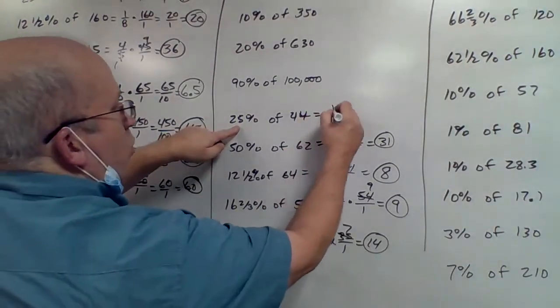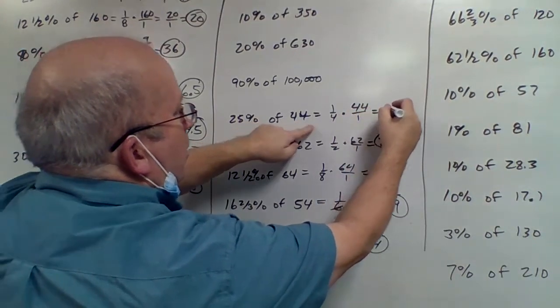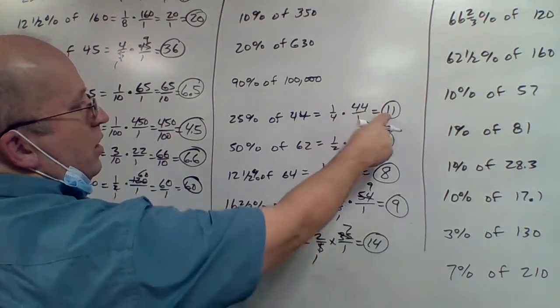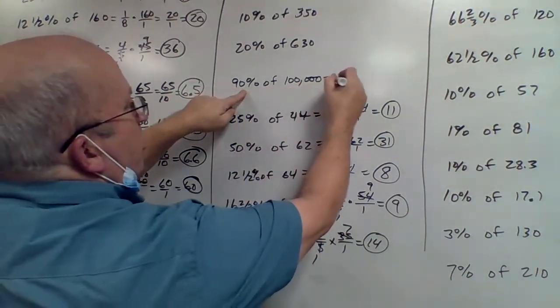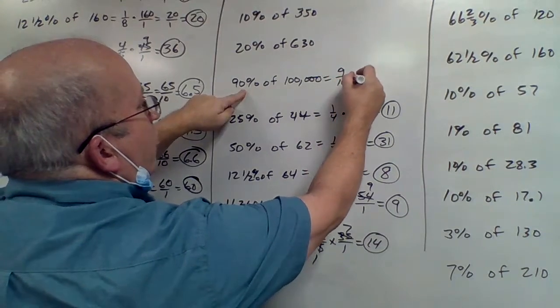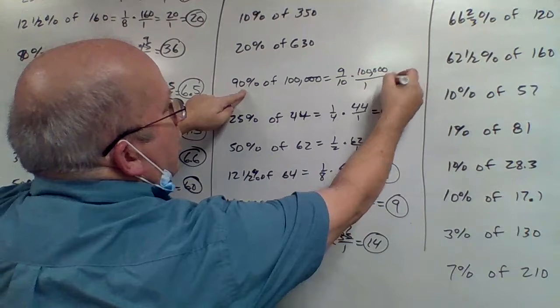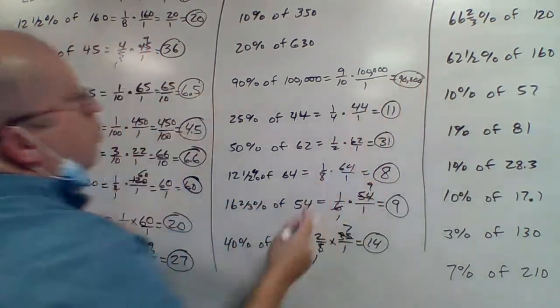25%, that's 1/4 times 44 over 1, which ends up being 11, because 44 divided by 4 is 11. 90% of 100,000, that's really 9/10 times 100,000 over 1, and that would end up being 90,000 after we do the math work.